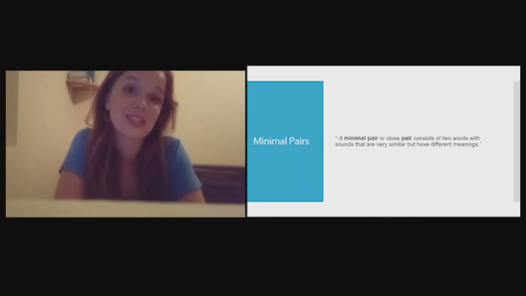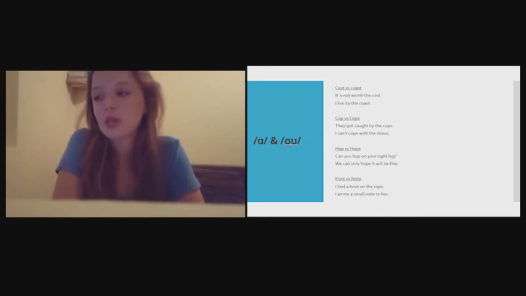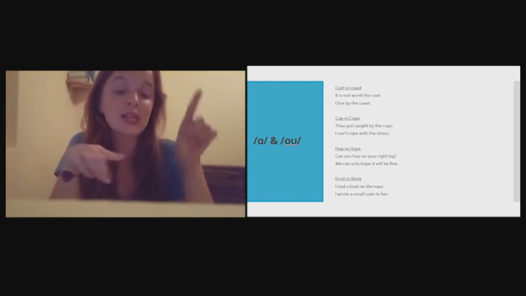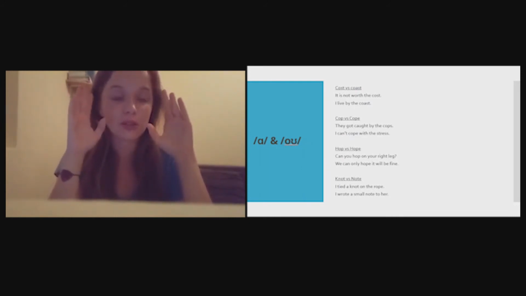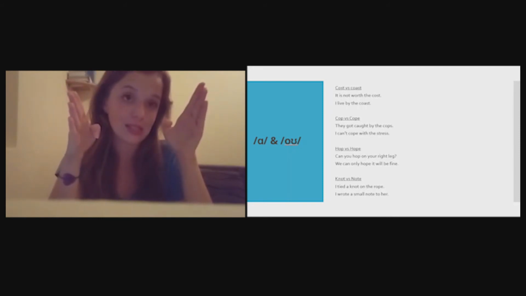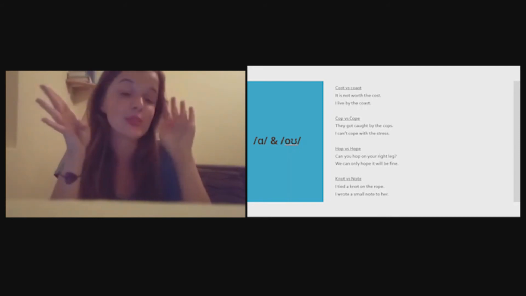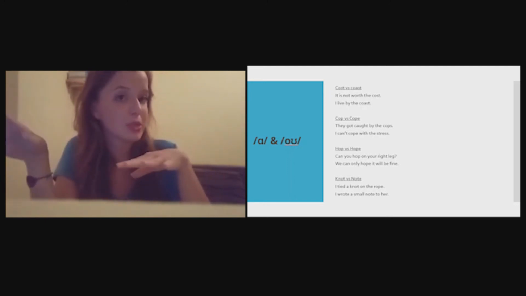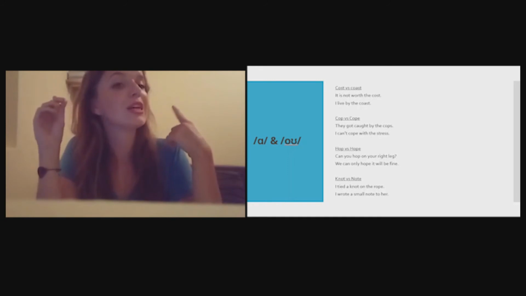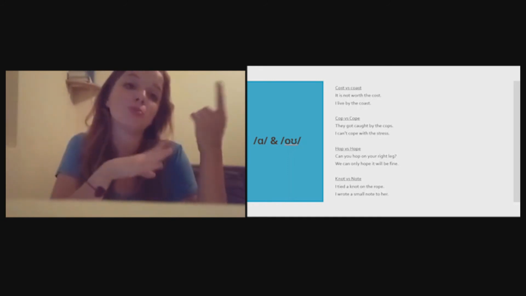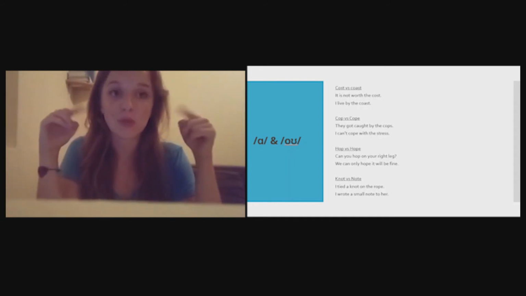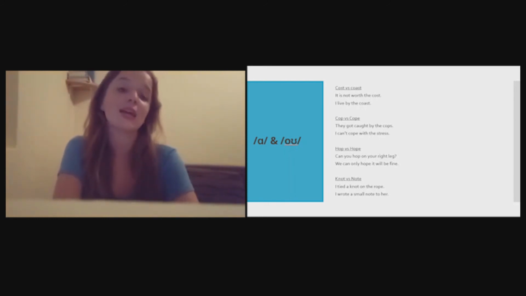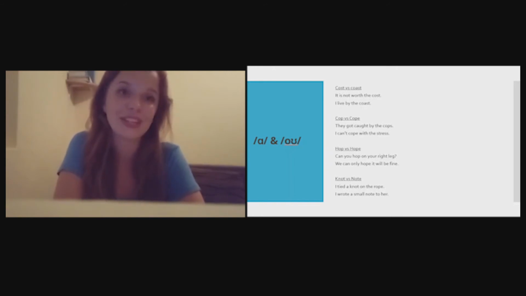So let's start with a certain example. We have two sounds, and we have pairs of words. First word contains the first sound, second word contains the second sound. We will be going through example sentences with these words, and we will be practicing the pronunciation and the sound. We will be training our ears to hear these sounds and also to distinguish them later in the lesson.